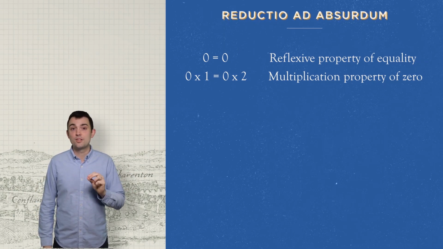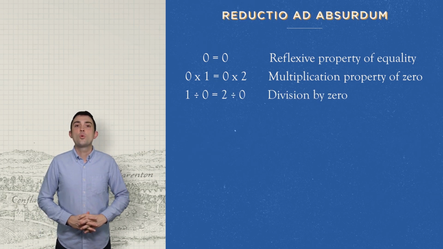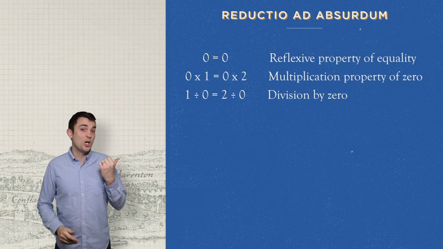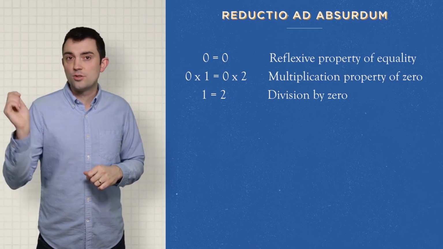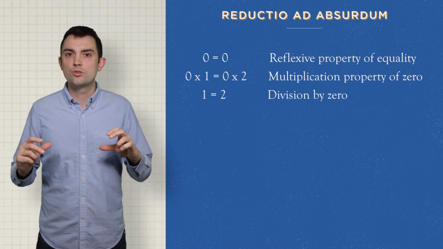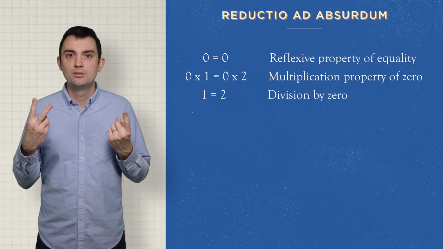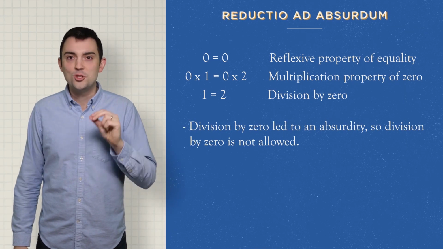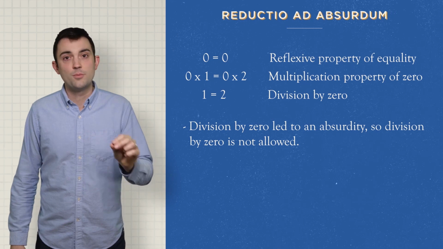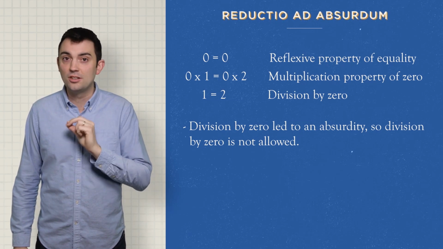Now, here's where we make our assumption. We assume that division by 0 is allowed, and so we're going to divide both sides of our equation by 0. When you divide by 0, the 0 cancels away, and you get 1 equals 2. Those of you who like to count on your fingers, do it now. 2 does not equal 1. This shows that division by 0 leads to absurdity, and that shows our assumption was wrong, and that assumption was that division by 0 is in fact allowed.